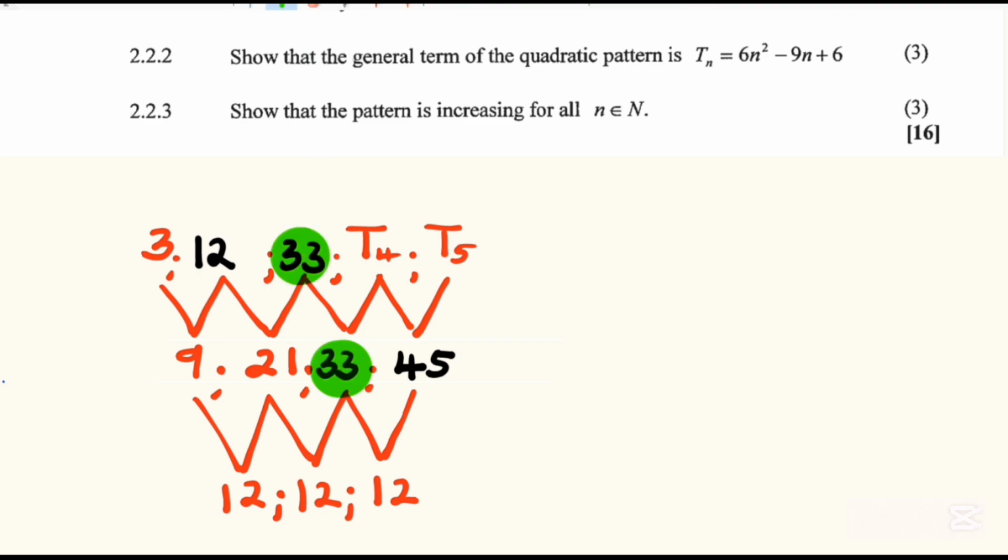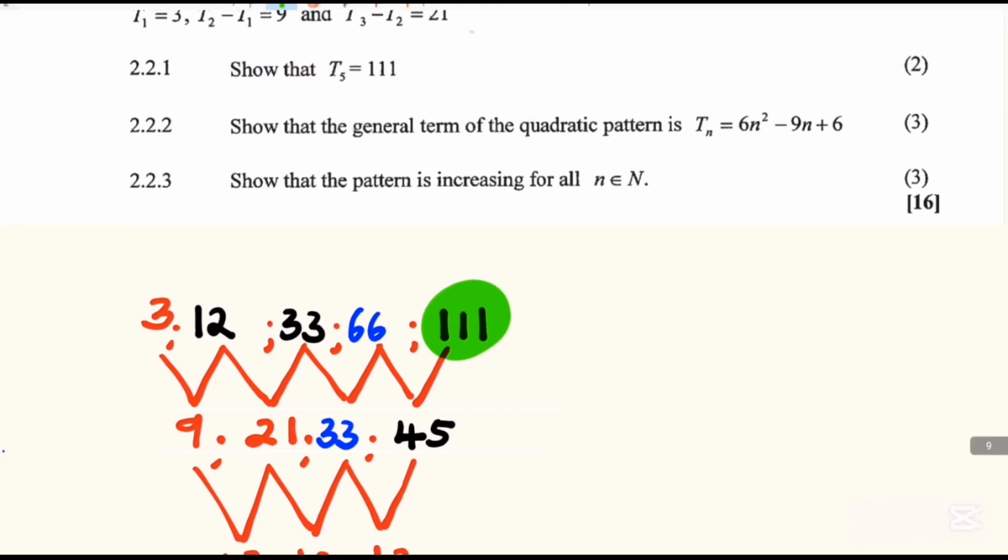And in the same way, 33 plus 33 will give us term number 4. 33 plus 33 is equal to 66. So there we substitute 66. And finally, 66 plus 45 will give us term number 5. So 66 plus 45 will be equal to 111. So we have proved that term number 5 is equal to 111.